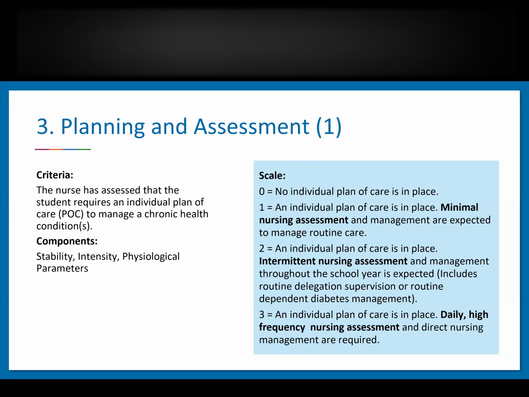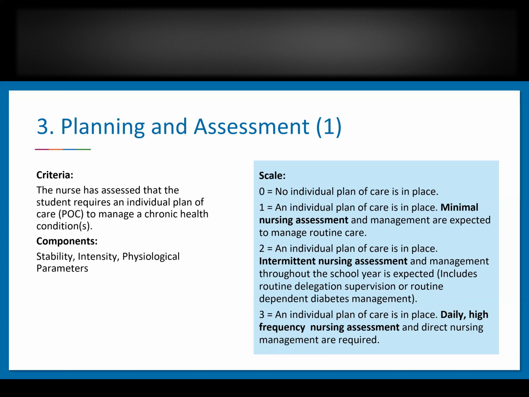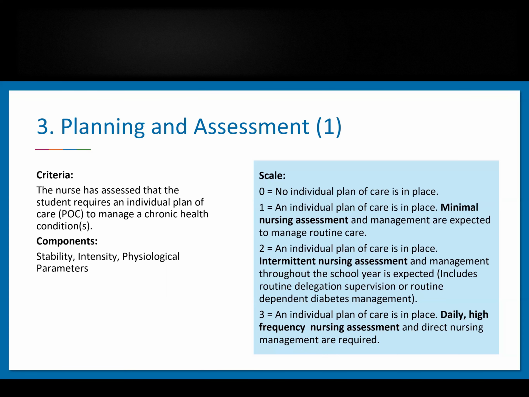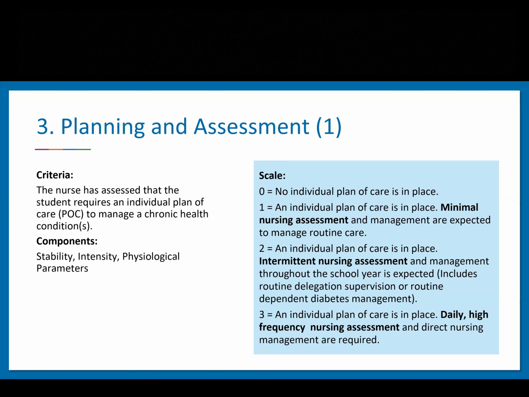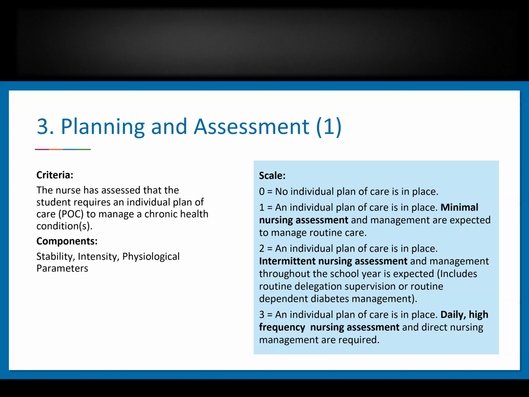Score a 0 when no individual plan of care is in place. Score a 1 when an individual plan of care is in place, but minimal nursing assessment and management are expected to manage routine care. Score a 2 when an individual plan of care is in place. Intermittent nursing assessment and management throughout the school year is expected. This includes routine delegation supervision or routine dependent diabetes management. Note, twice in a year is not intermittent.